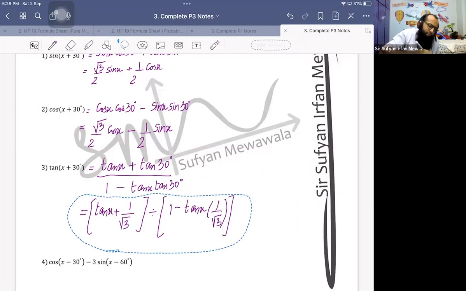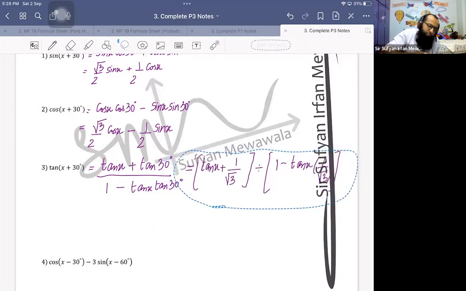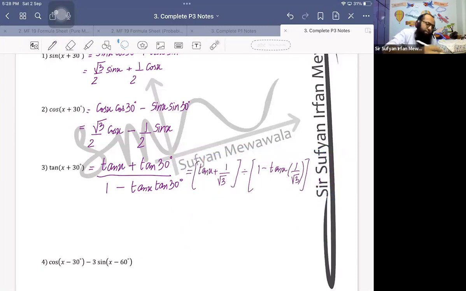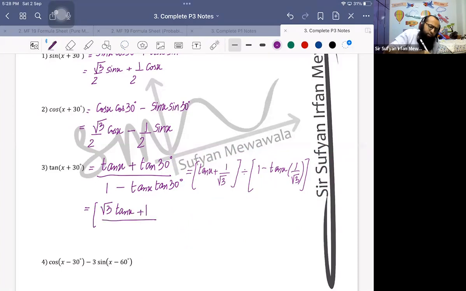I think this should be taken upwards by resizing it a bit. Yes. And then after this, the next step would be taking LCM. So it's root 3 tan x plus 1 over root 3, divided by root 3 minus tan x over root 3.